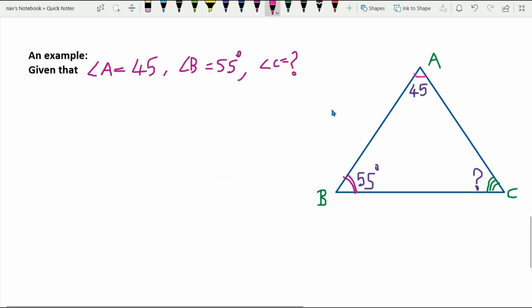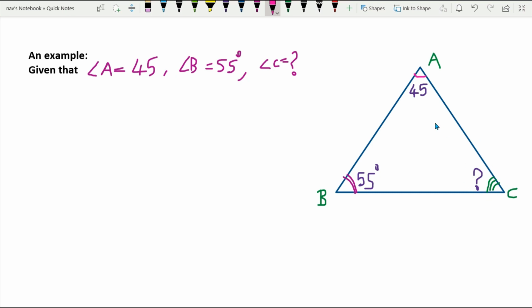Now let us take an example. Here triangle ABC is given. Angle A is given as 45 degrees. Angle B is given as 55 degrees. Now we want to find angle C. What will be the measure of angle C?